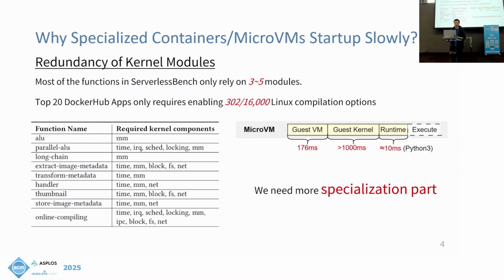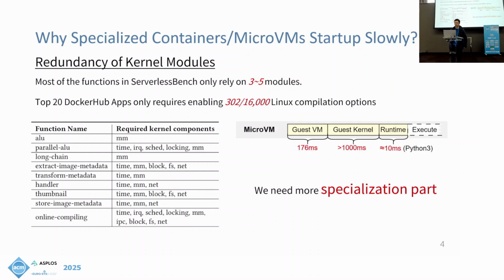So why do specialized containers or micro VMs start slowly? The micro VM approach trims the device model by removing features that are not required for serverless workflows, such as BIOS, legacy devices, and PCI. However, it still includes all major components of the guest kernel. As you can see, there is about a second of startup latency in the guest kernel.